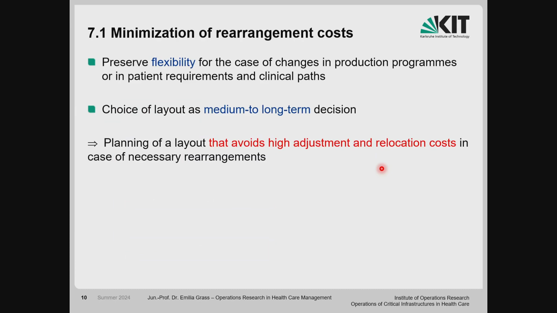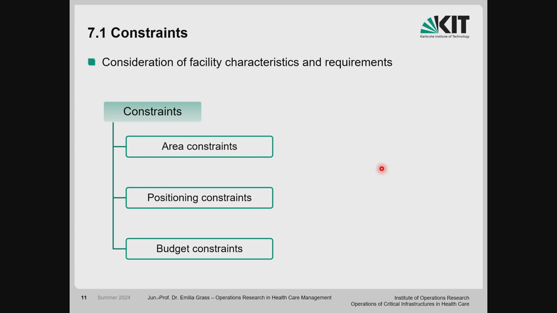Simply because it is also costly for the patients if their department has been closed and they cannot get their cancer treatment, for instance, because their department is now reserved for Corona patients. Their treatment is postponed, and that could have high costs. Then constraints, of course: we have area constraints, positioning constraints, and budget constraints.